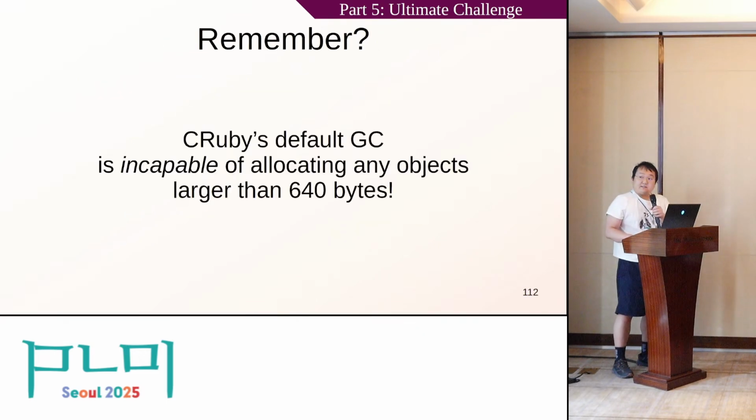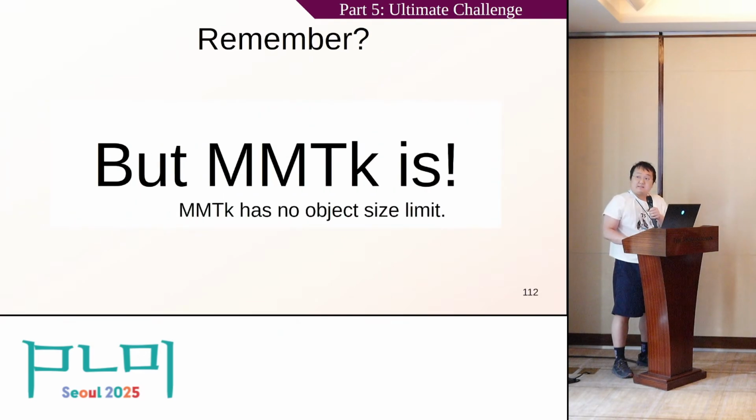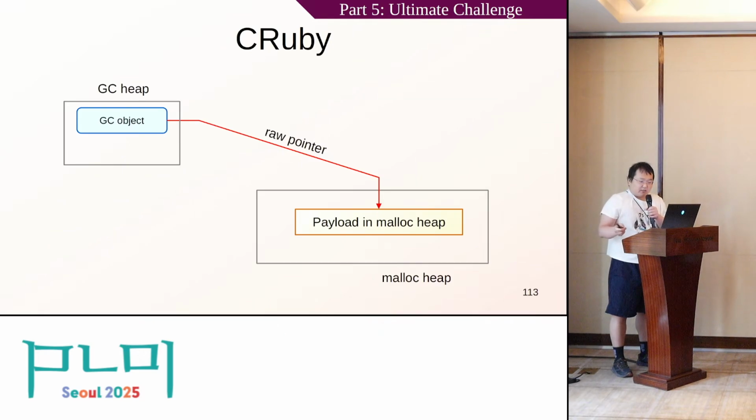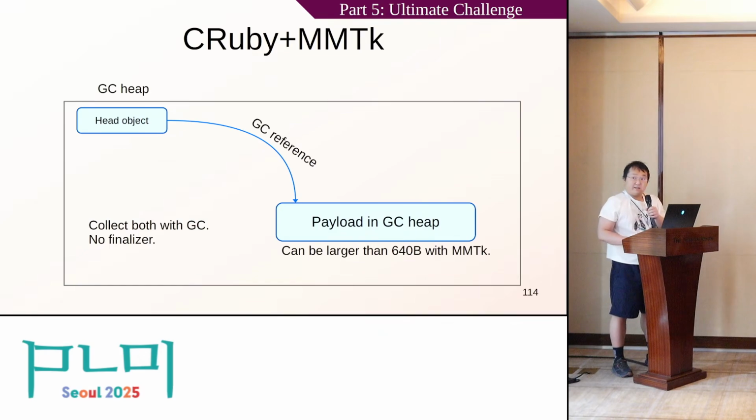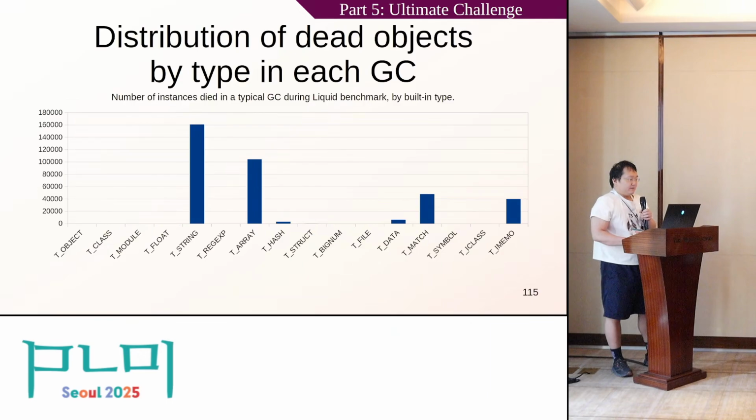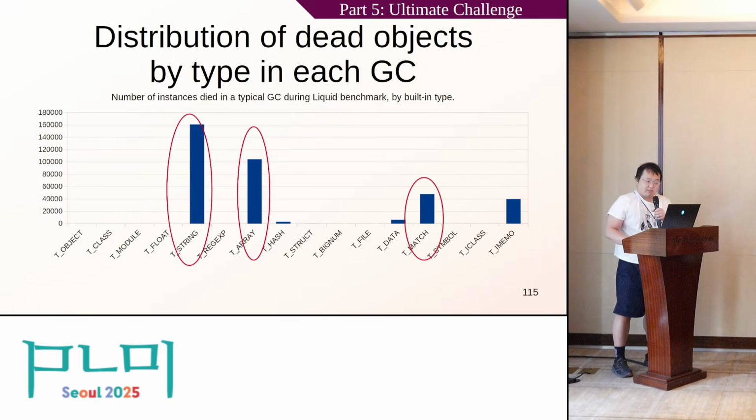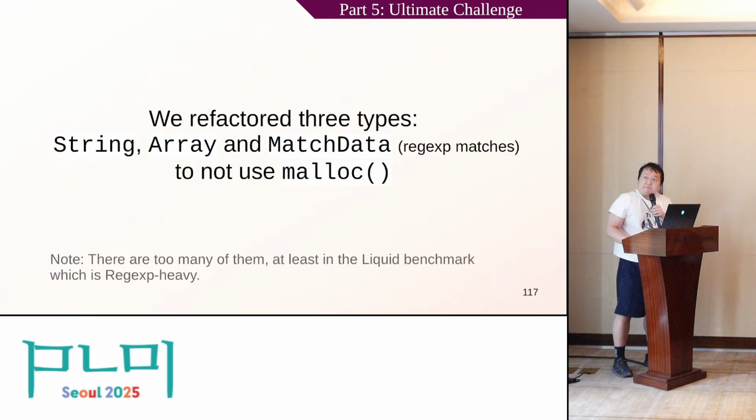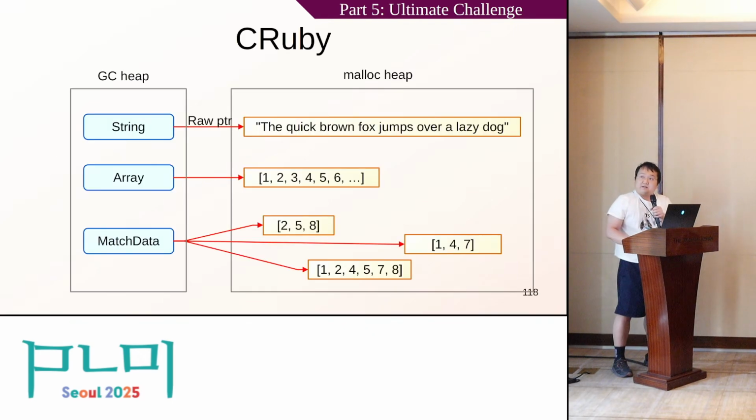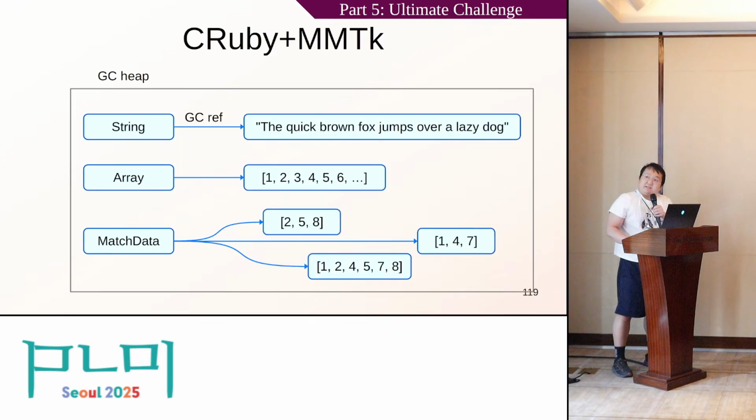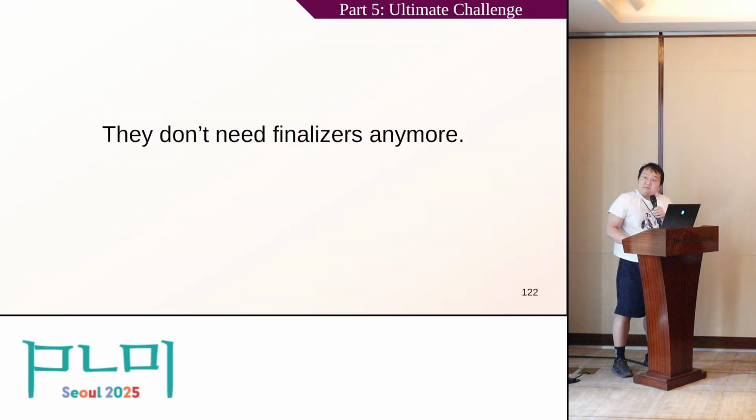Remember, CRuby has a size limit, but MMTK doesn't have a size limit. So instead of allocating those buffers with malloc, we just allocate them in the GC heap and let the GC handle both the header object and the payload without using a finalizer. We inspected the distribution of dead objects, and we chose to refactor three types: string, array, and regular expression match data. So instead of using malloc, they allocate their payloads in the GC, and they don't need a finalizer anymore.